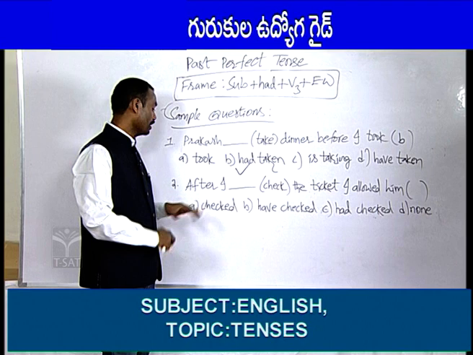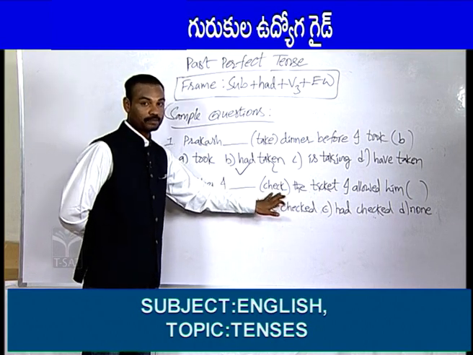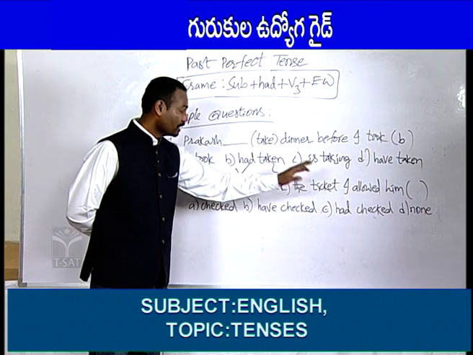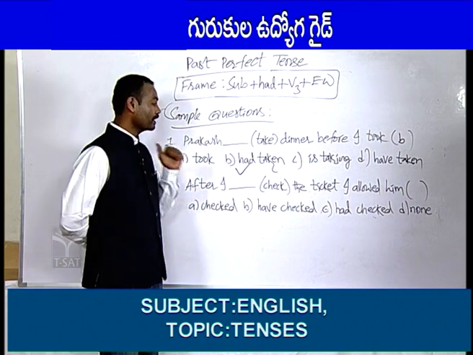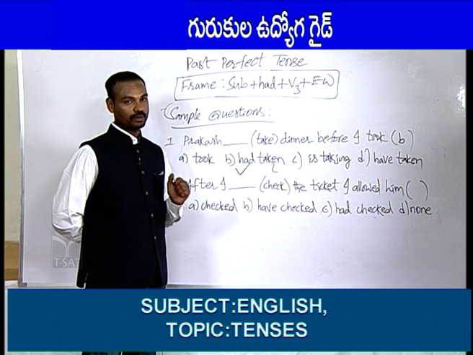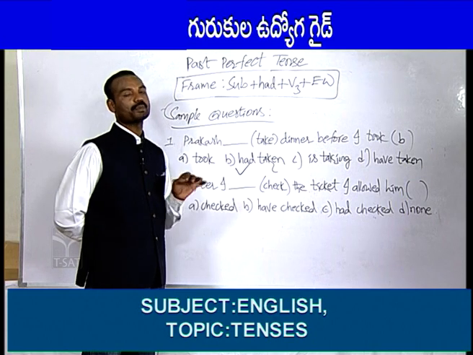Let's see one more example. After I dash, under the bracket one verb has been given, that is check. The ticket I allowed him. So where is the symbol here? After is the keyword, or after is the symbol of past perfect tense. So it means this is past perfect tense.